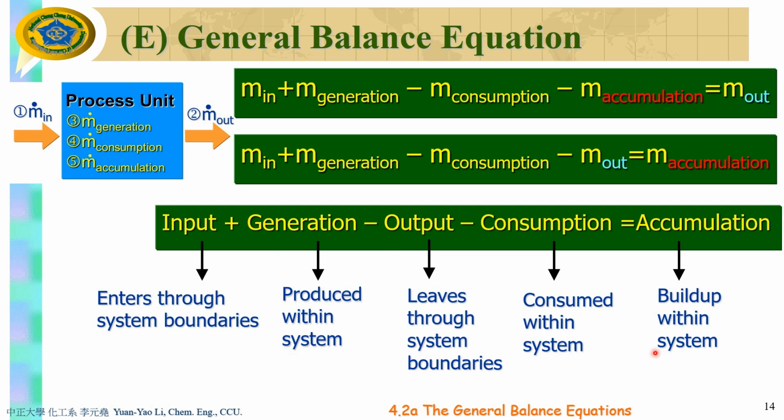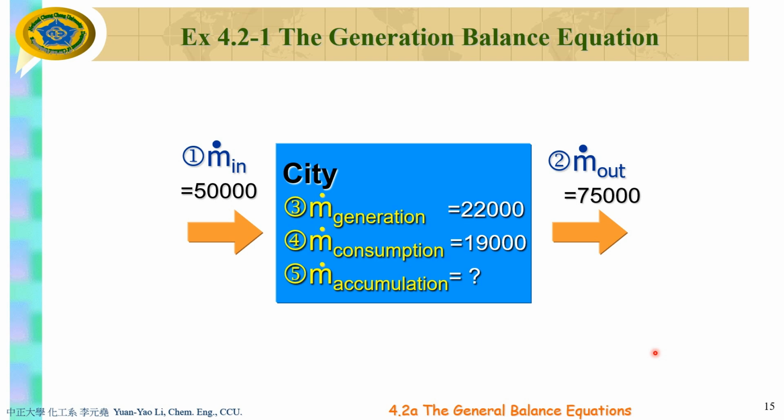Okay? So this is easy. I have a very simple example for you to understand. For example, Minxiong City. This is a city. Every year, Minxiong Town, I should say, there are 50,000 people who move in, like you, right? Your first year, you move into Minxiong Town. So, for example, 50,000 people moved into this city.